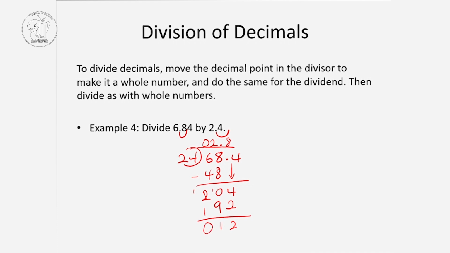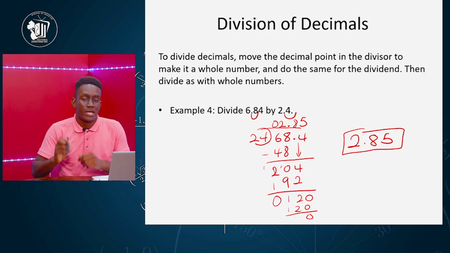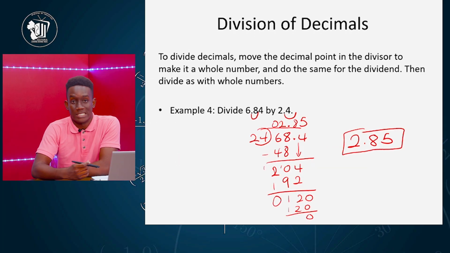So we see 24 can go into 12, so we add a 0 here. And 24 can go into 120 5 times. And 24 times 5 would give me 120. When I subtract this, I will get 0. So 6.84 divided by 2.4 would give me 2.85 as the answer. And that is how you divide decimals.